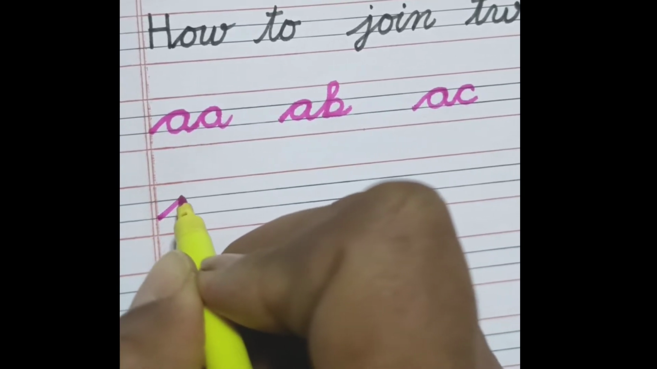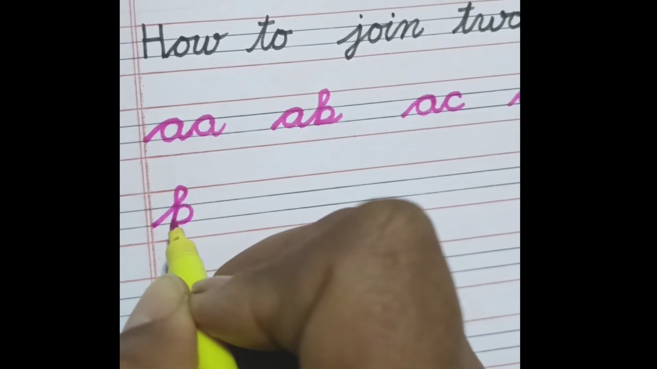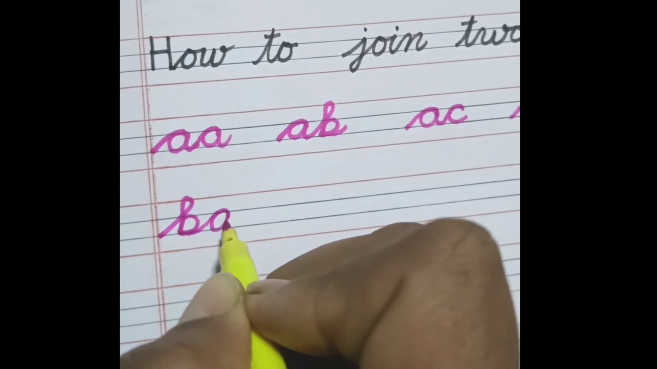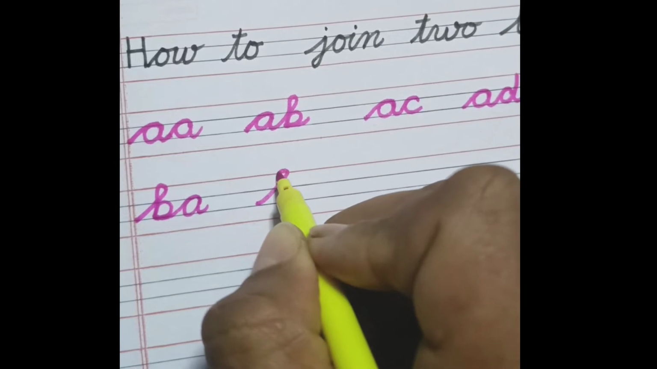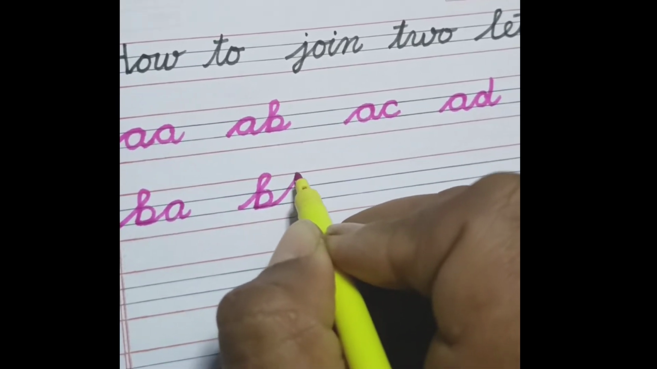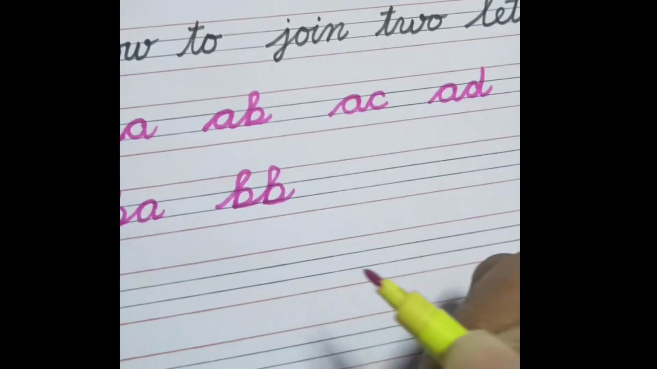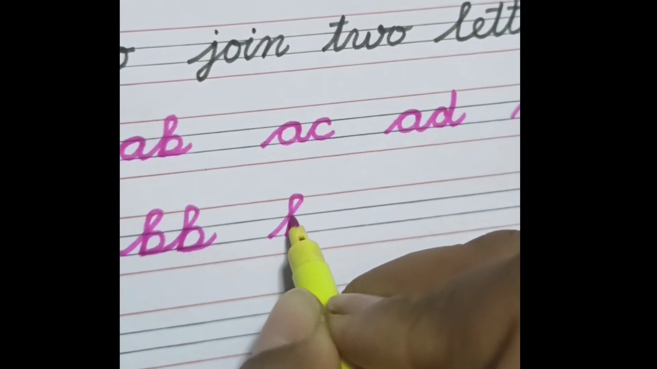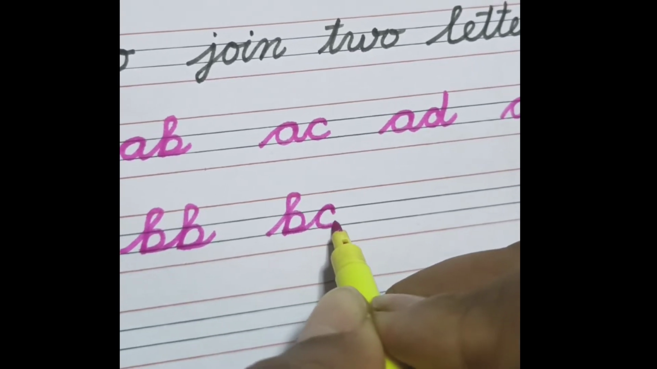Start with loop like this, B, and join A like this. A. B with B. Write B, loop and join B like this. B and C. B, loop and write C.